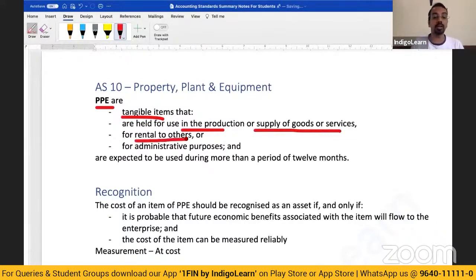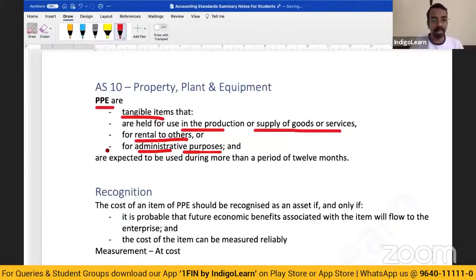Or for rental to others. Let us say I have cars. My business is to give those cars on rent to others. So those cars become my item of PPE. Or for administrative purpose. So building, office, corporate offices, right? Furniture, all of those things which are for administrative purposes.